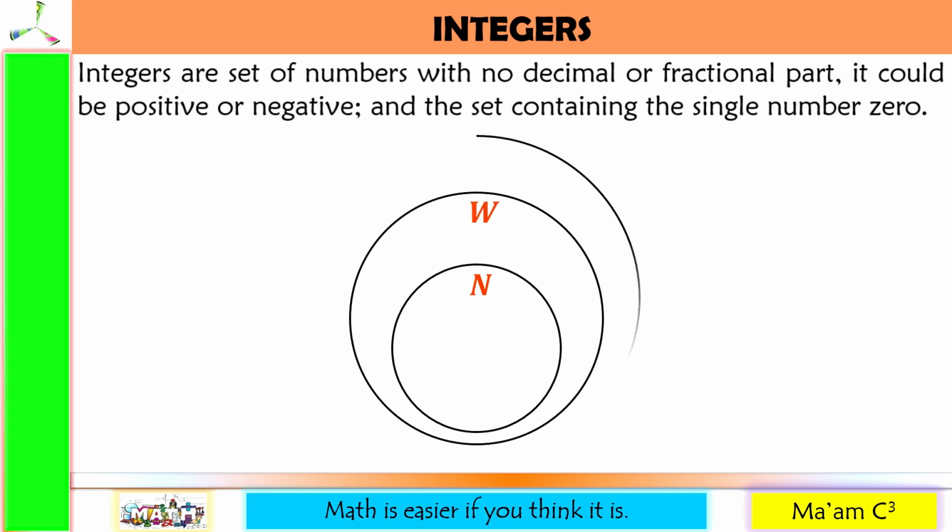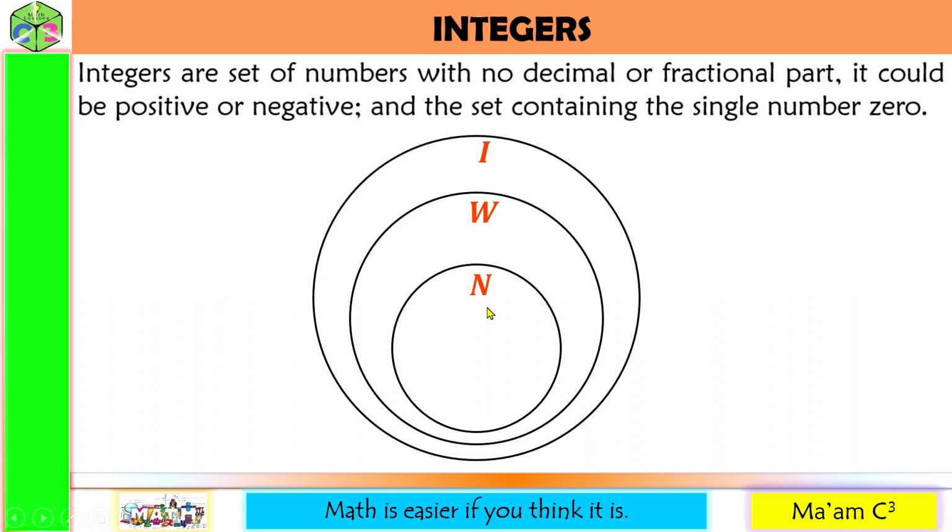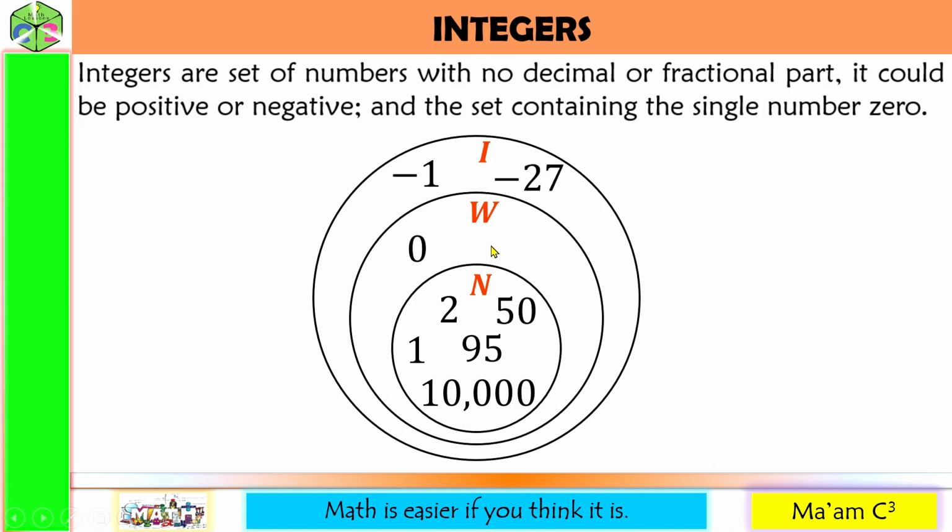And another circle, let us label this as I for integers. Natural numbers are also called counting numbers. So these are positive numbers like 1, 2, 50, 95, or 10,000. Whole numbers is a set containing natural numbers and a single number 0. And integers is a set containing the whole numbers and negative numbers. Example, negative 1 or negative 27.